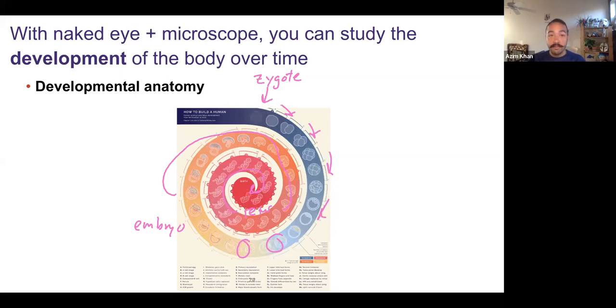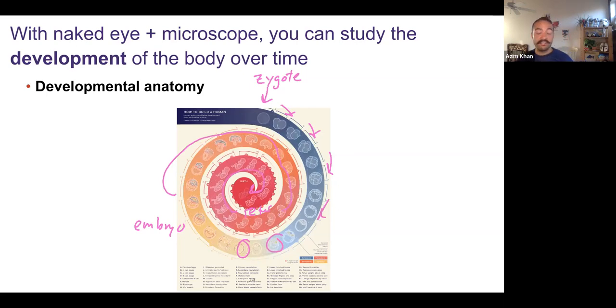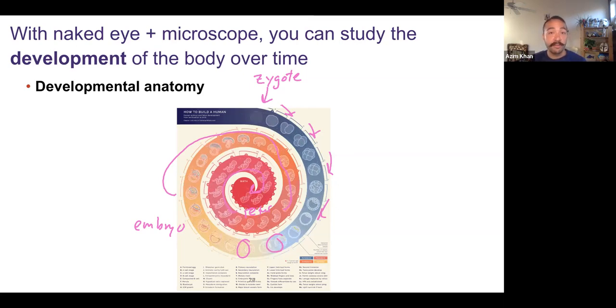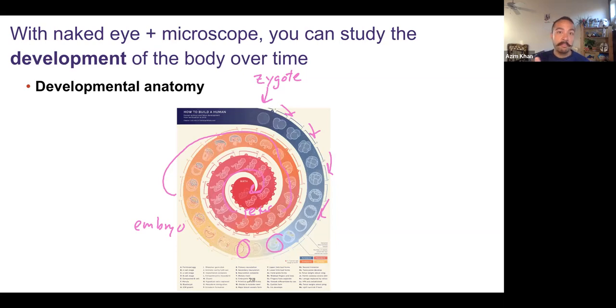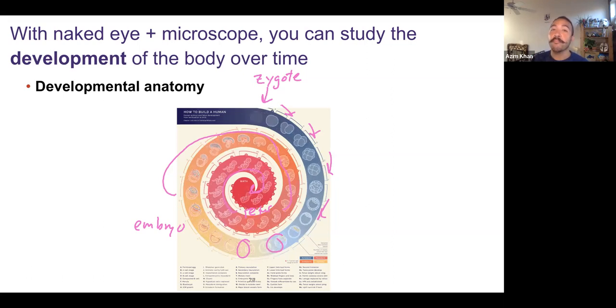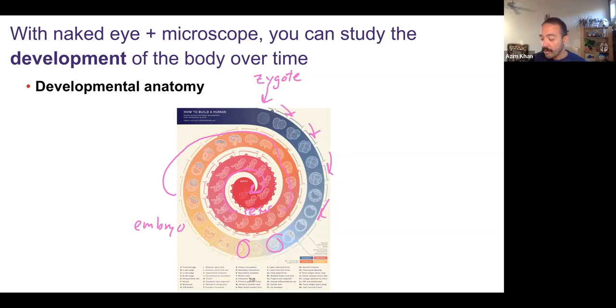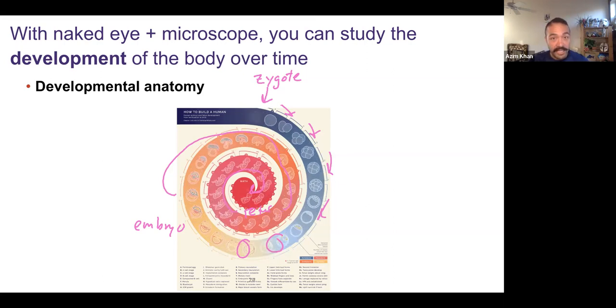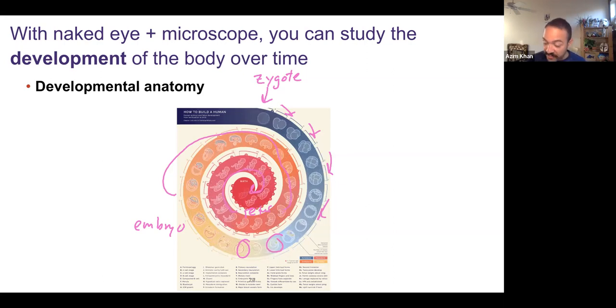That is one example of developmental anatomy, looking at the whole development. We can look at the development of individual things, like something that we'll be looking at is the development of bones. Bones don't just immediately pop up. They have to grow in. And even after you're born, your bones are still growing. So we'll look at developmental anatomy in specific instances.